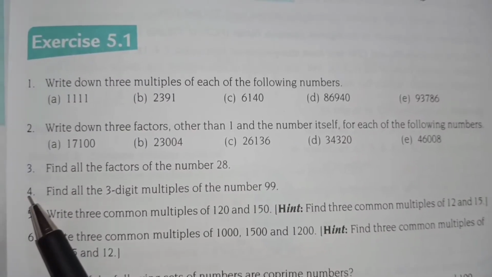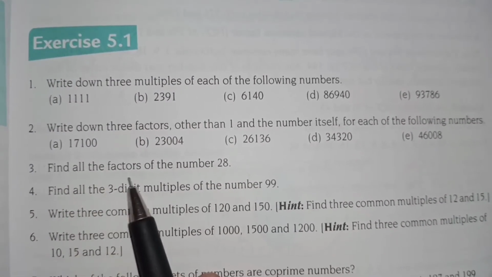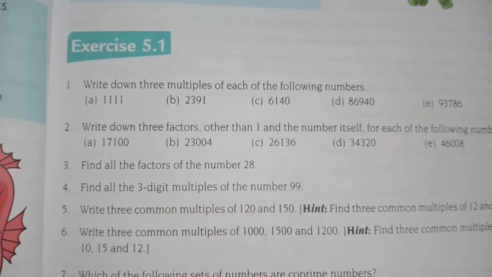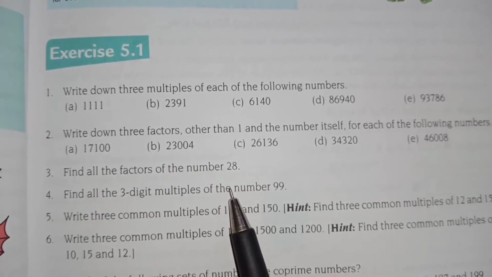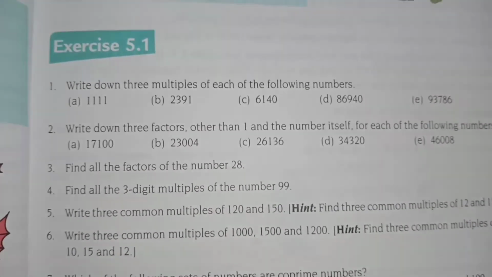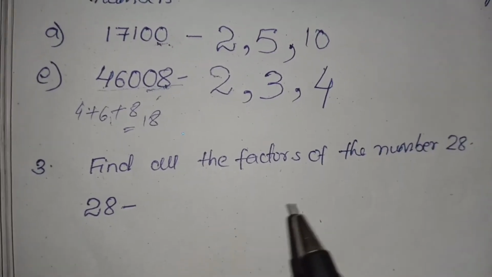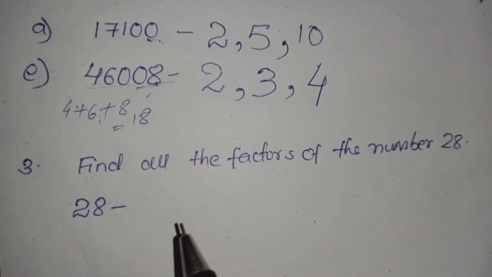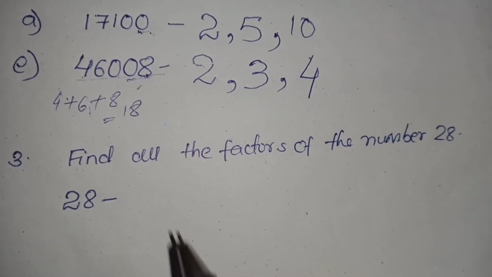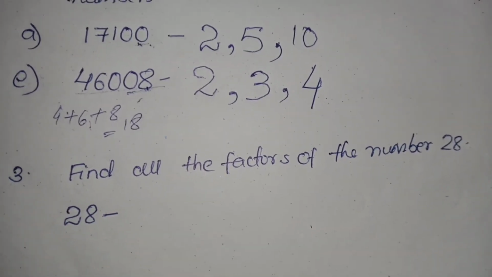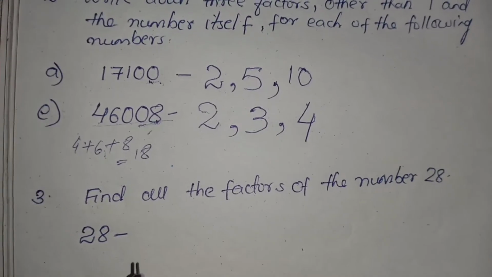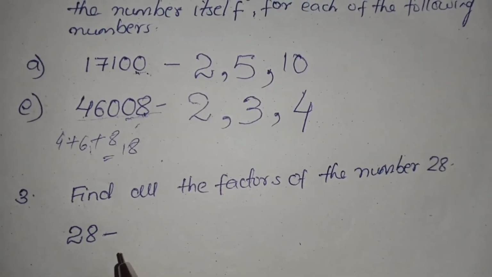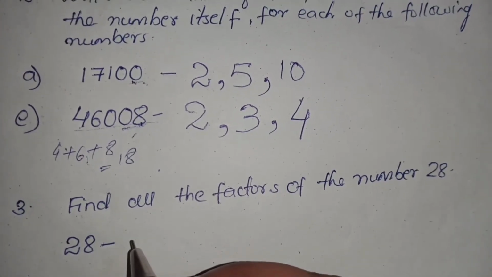Now question number 3, find all the factors of the number 28. Here we are going to write all the factors of 28, meaning in which tables this 28 comes. So let us start. In an easy way, I have already said factors means we have to write the table numbers in which this 28 comes. First of all, what will be the factors of 28? You know that 1 is a factor of every number. So 28 comes in the table of 1.